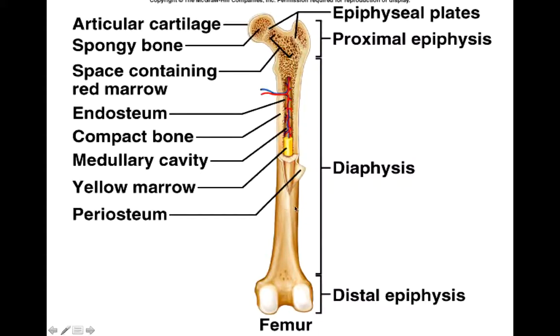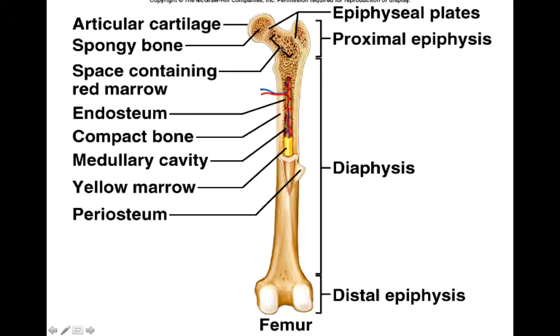The long bone is surrounded by a piece of connective tissue called the periosteum. Okay. There's a cavity in the middle called the medullary cavity, and in these long bones, the medullary cavity is filled with a yellow marrow, and yellow marrow is where we store lipids.